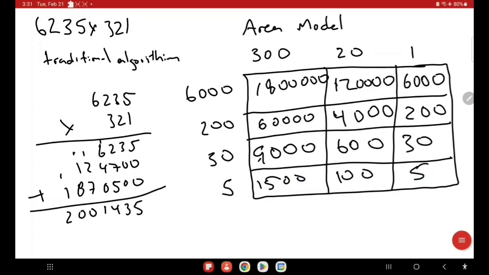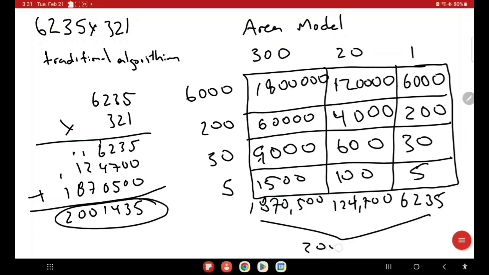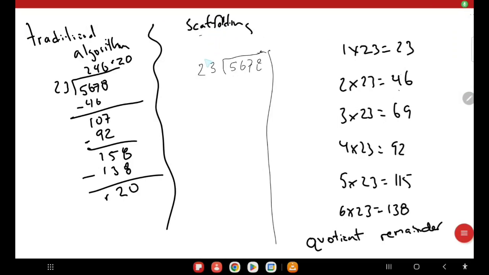Okay, if we add all these numbers up, with just numbers here, 1,235, which is this number here, 124,700, and this number here, 1,870,500. The total is 2,1,435.